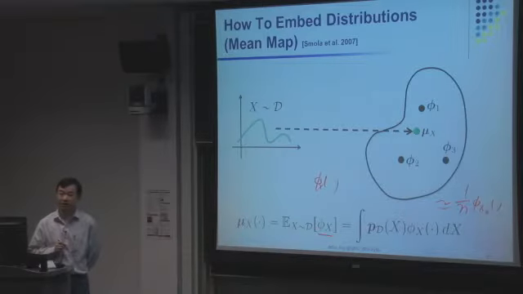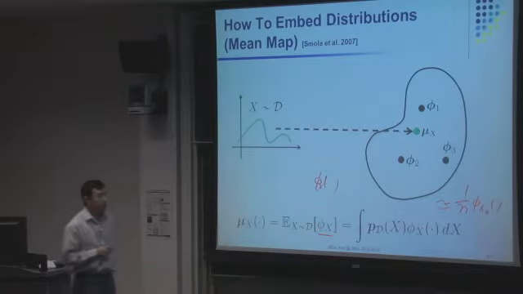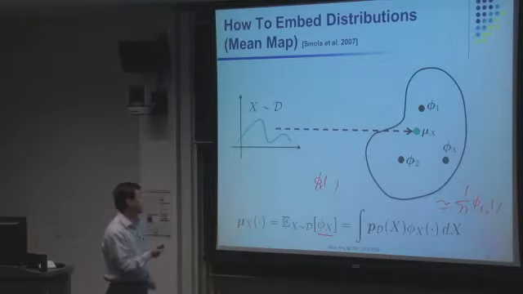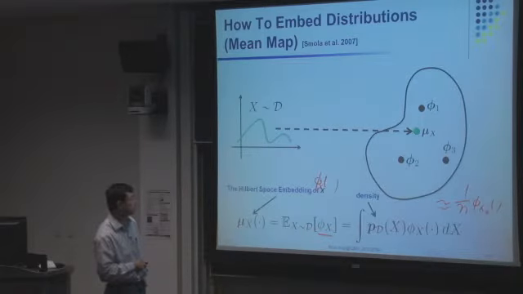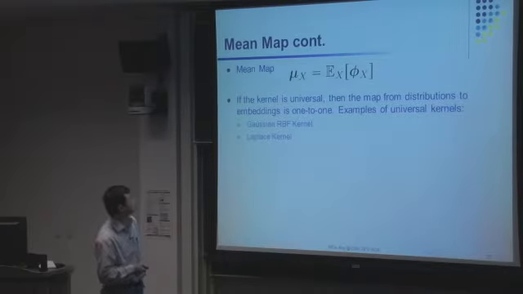Right? It becomes a summation. And so this is the definition of the mean. And I'm going to now show that this is a way to actually map the original distribution using this mean operation. And how does it do that?